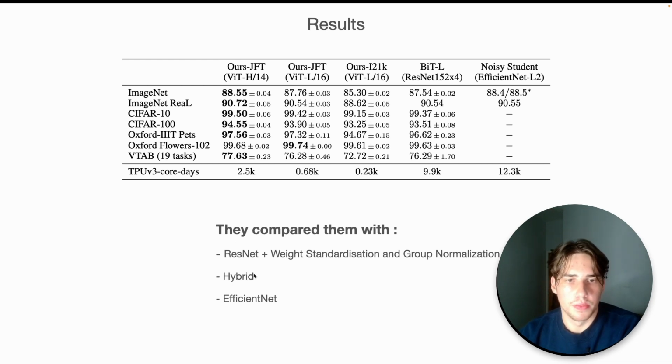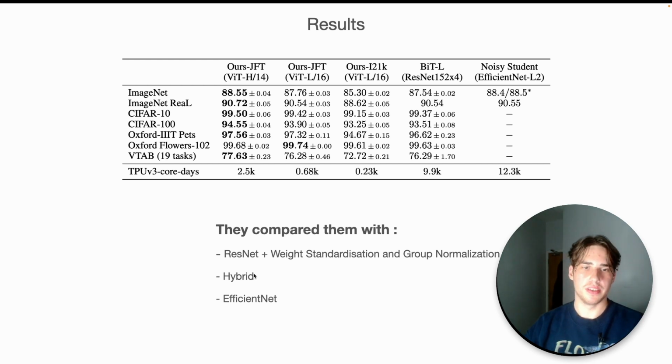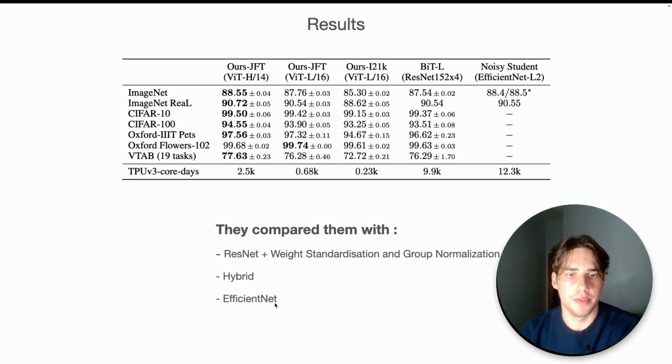They also use a hybrid. The hybrid is basically a ResNet that extracts the features, and we pass those extracted features as patches to the transformer. They also use the EfficientNet architecture. As you can see here, the biggest model, ViT Huge, beat the state-of-the-art results on pretty much all datasets. Only on one dataset did ViT-L get better results. Also, the number next to the model size denotes the size of the patch. In this case it's 14 by 14, and in this case it's 16 by 16.